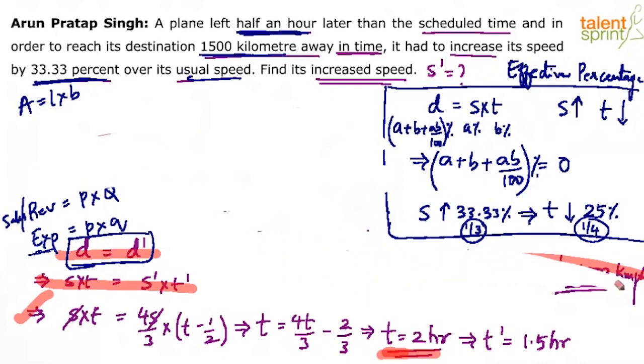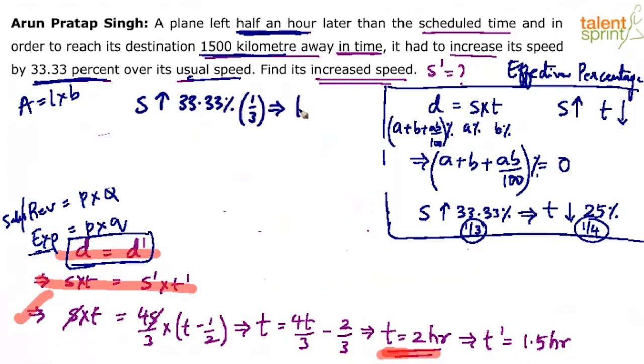So basically, we have realized that the time has to reduce by half an hour. Here, speed has increased by 33.33%, which is like 1 by 3. This implies the time has to reduce by 25%, which is equal to 1 by 4. I am writing this 1 by 3 and 1 by 4 in the bracket so that you can understand the calculation behind 33.33 versus 25, right? I have explained this fractions concept in the percentages video.